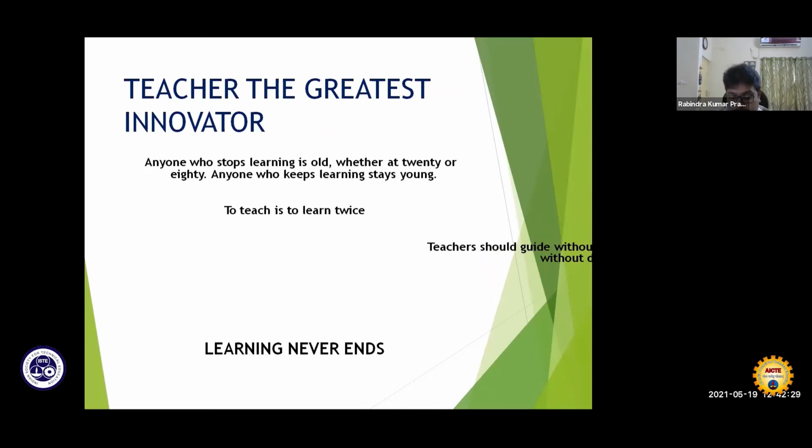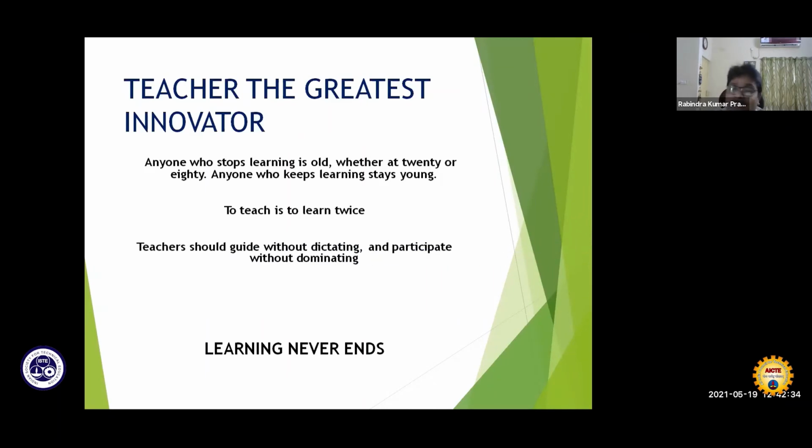Unless you prepare yourself better before going into the class, you cannot create impactful teaching lessons in the classroom situation. Therefore, teachers should guide without dictating and participate without dominating. Dictating and dominating are the two side effects of a good teacher. A good teacher never adopts these two Ds, dictating and dominating.